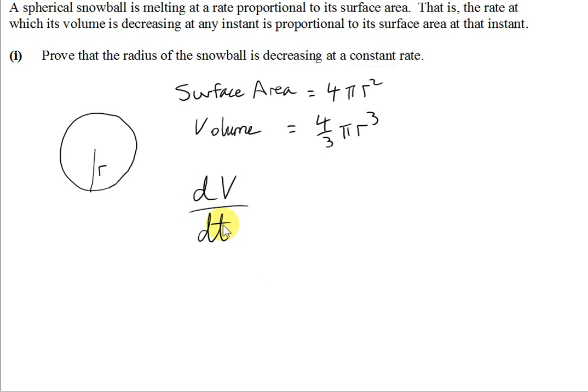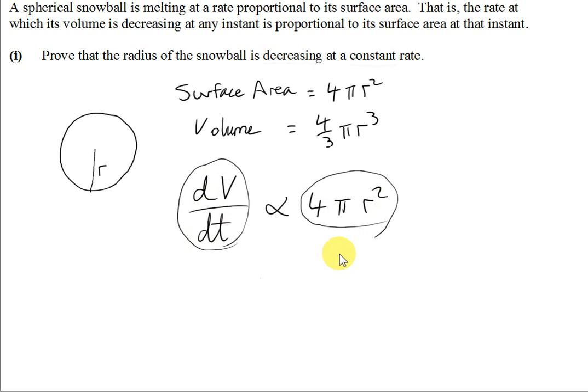We're also given that this derivative is proportional to the surface area. If one quantity is proportional to the other quantity, it means that if we double one quantity, we will double the other quantity. Or if we multiply, say, this by any value, we will have the effect of multiplying the other side by the same value.